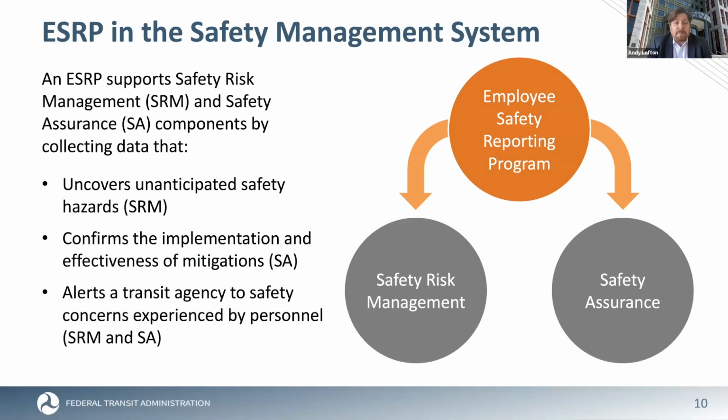So number one, ESRPs are going to be helpful in allowing an agency to identify hazards. Right? Number two, ESRPs can be very useful for an agency to ensure that its mitigations have been implemented as intended, and also to ensure that those mitigations are being effective. In other words, they're doing what they were designed to do. And ESRP can help provide great information to confirm that as well. And also, very importantly, ESRP can provide a snapshot and alerts to the agency on safety concerns that are being observed very quickly by frontline personnel.